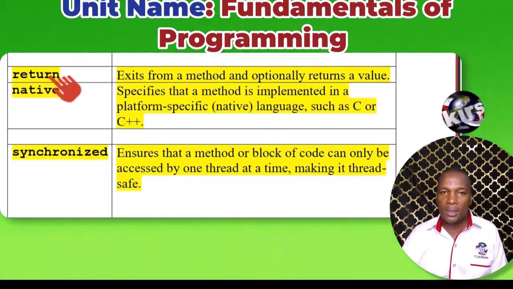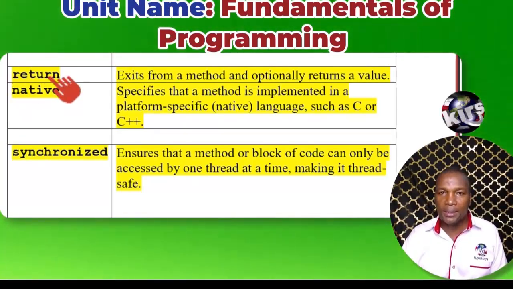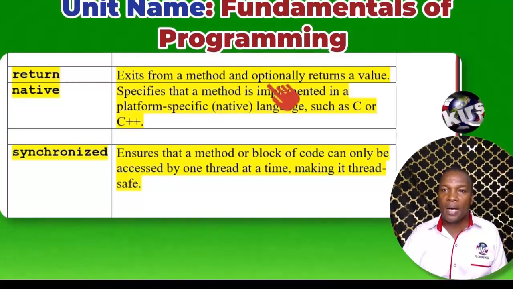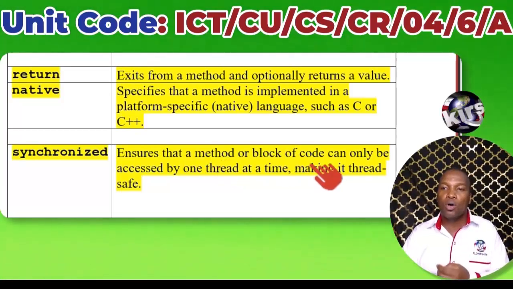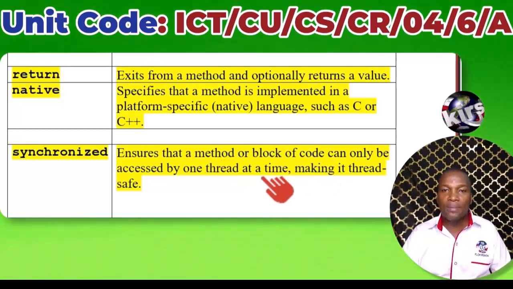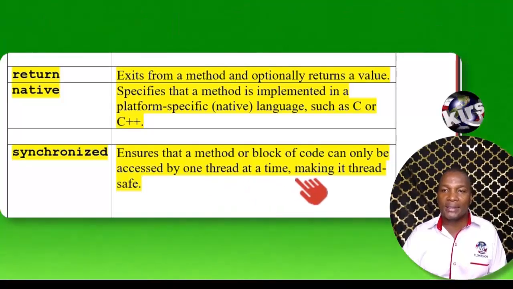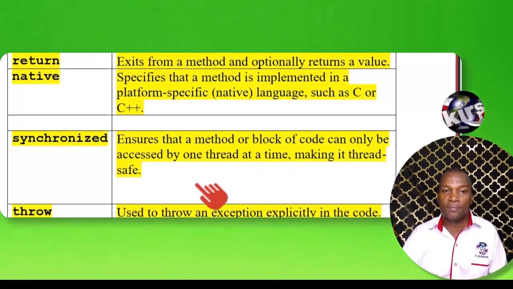We have a keyword called return. It exits from a method and optionally returns a value. Then we have native, which specifies that a method is implemented in a platform-specific native language, such as C or C++. Then the next keyword we have is synchronized, which ensures that a method or block of code can only be accessed by one thread at a time, making it thread safe.